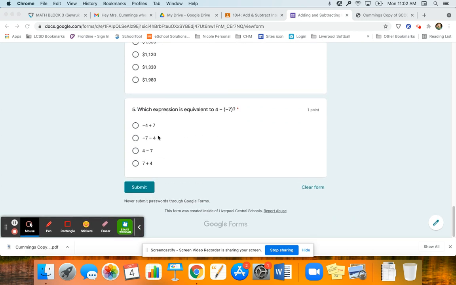The last question is, which expression is equivalent or the same as 4 minus negative 7? Remember, it's keep that, change it, and flip it, or keep it and add the opposite.